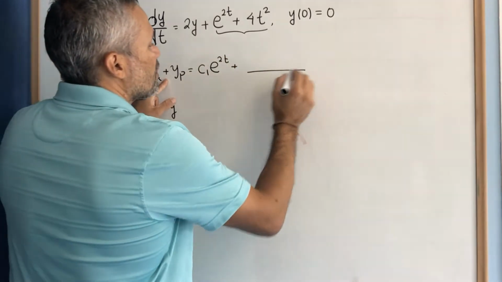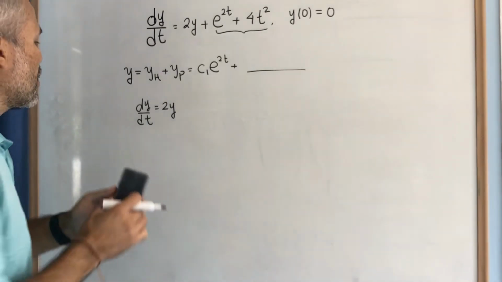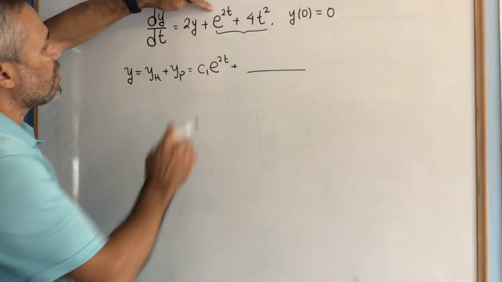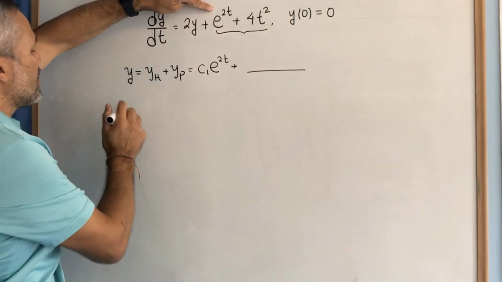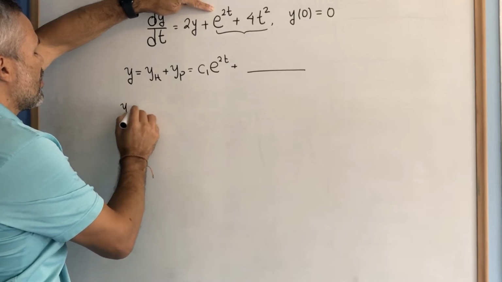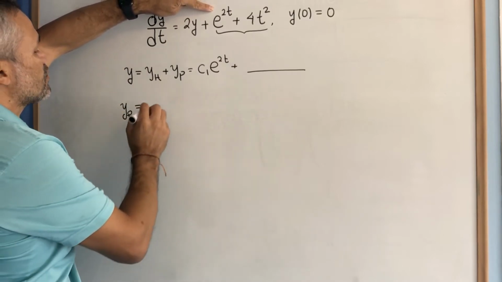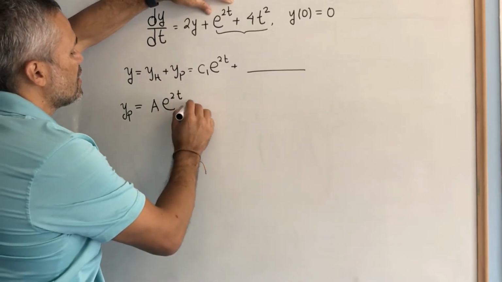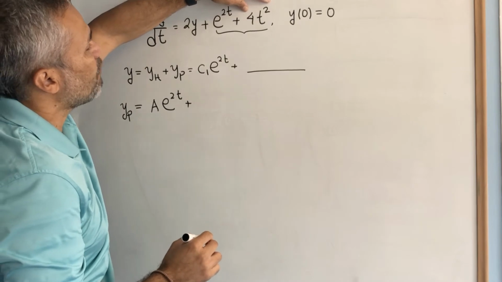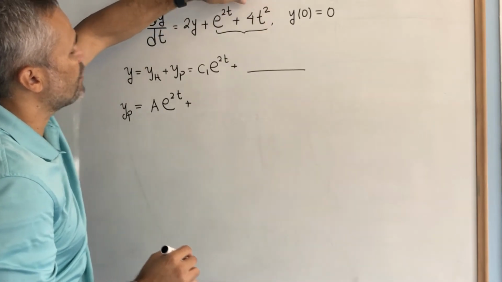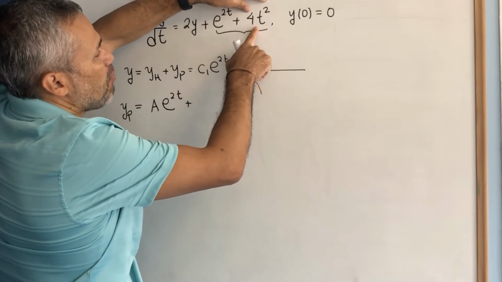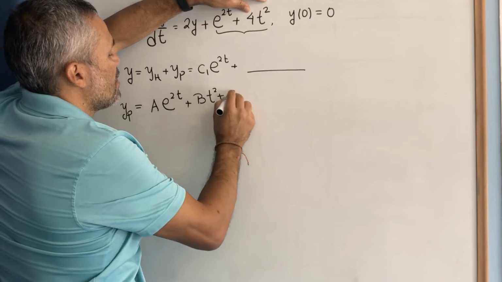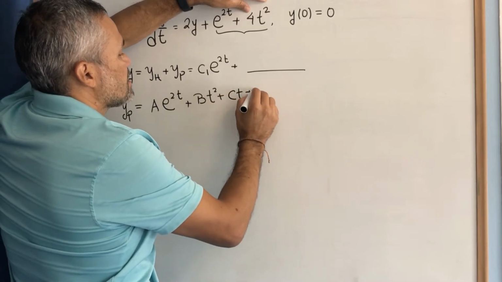the particular solution. Let's see how we look for the particular solution. We need to take a look at the non-homogeneous part, and we need to look for something like yp equal to a e to the 2t because of this part. And even though there is only a 4t squared, we need to include all the derivatives. This is to be considered as a polynomial of order 2. Then we need to add here b t squared plus ct plus d.